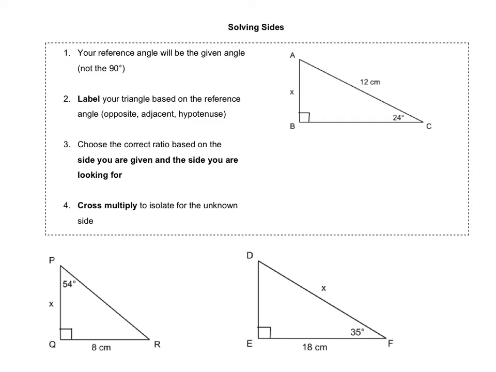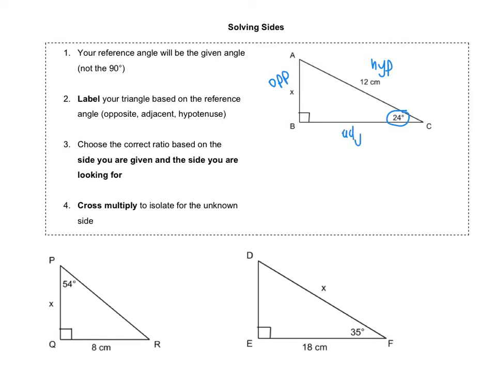So first thing you need to do, using the angle that's given to you, label your side lengths with opposite, adjacent, and hypotenuse. And of course, the minute you have one angle in a triangle, you technically have angle A as well, because you know that all three angles have to add up to 180, but that's not necessary. You don't have to solve for angle A at this time. So opposite to the 24 degrees is X. The hypotenuse is the longest side, which is 12, and it's across from the right angle. And then adjacent is side BC.